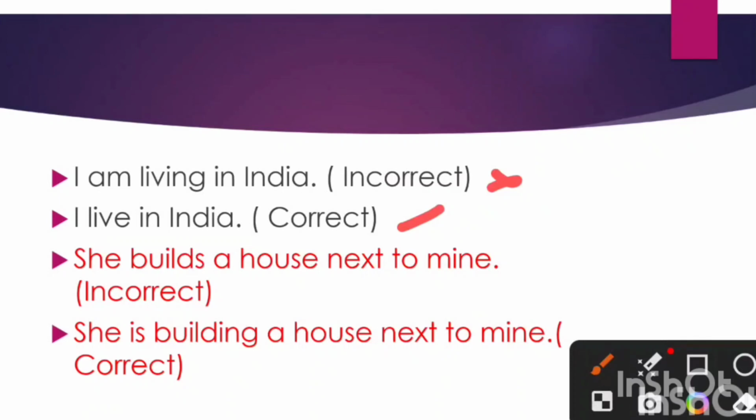She builds a house next to mine. This is incorrect. If you say "she builds a house next to mine," it means she is building it every month, every day. No, this is not possible. So what is the correct answer? "She is building a house next to mine."